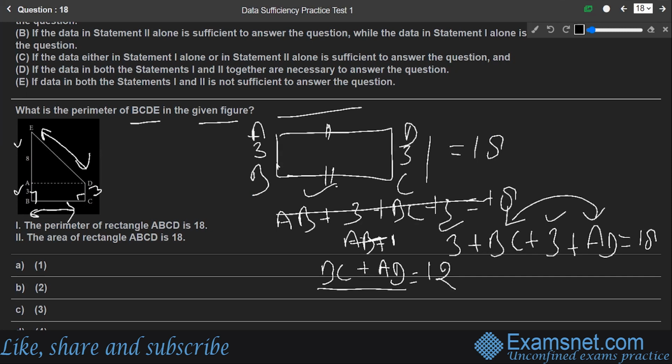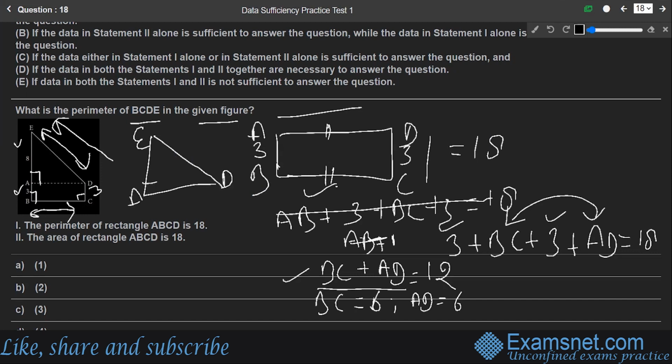So BC plus AD is 12, where BC and AD are equal. So each value is 12 by 2. BC is 6 and AD is also 6. So we have got the values of BC and AD. For finding DE, we can employ the Pythagoras theorem in triangle EAD, because there is a 90-degree angle.